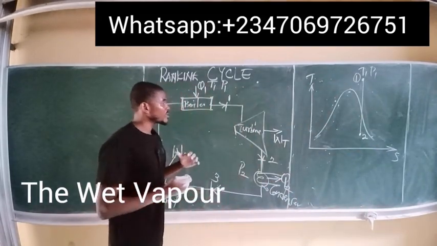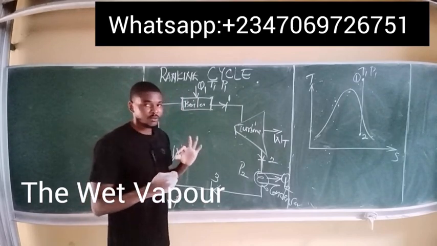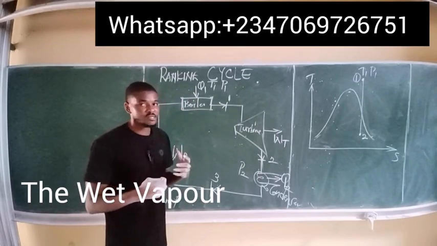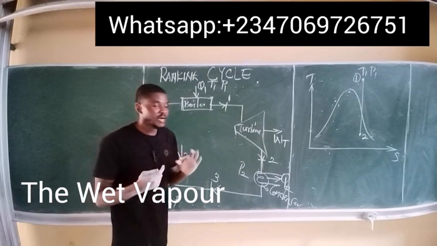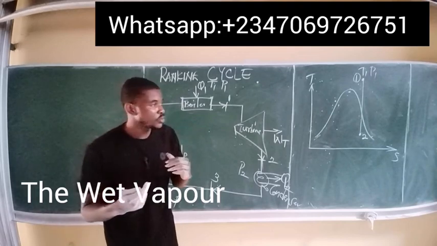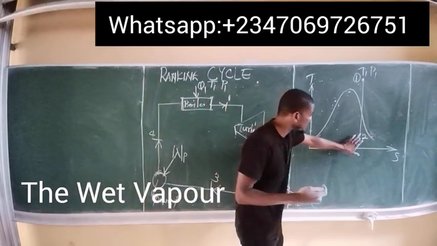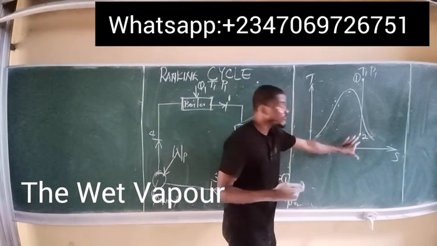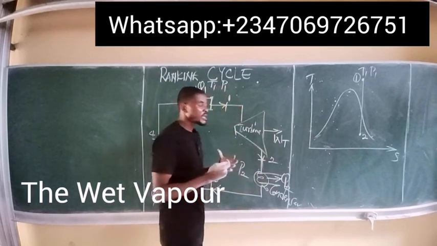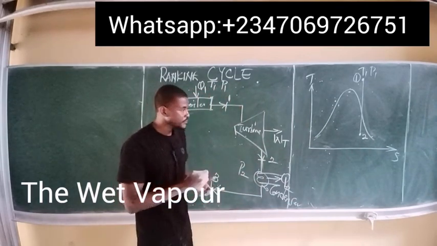Now, in the turbine, work is being removed from the system, and I said a little amount of heat is lost when work is being removed from the system. As a result, there is now a mixture of both steam and liquid, which I simply call the wet vapor. So you can see that state 2 exists between the gas and the liquid line. This is what a wet vapor is, a mixture of both steam and fluid. So state 2 in the turbine is actually a wet vapor.